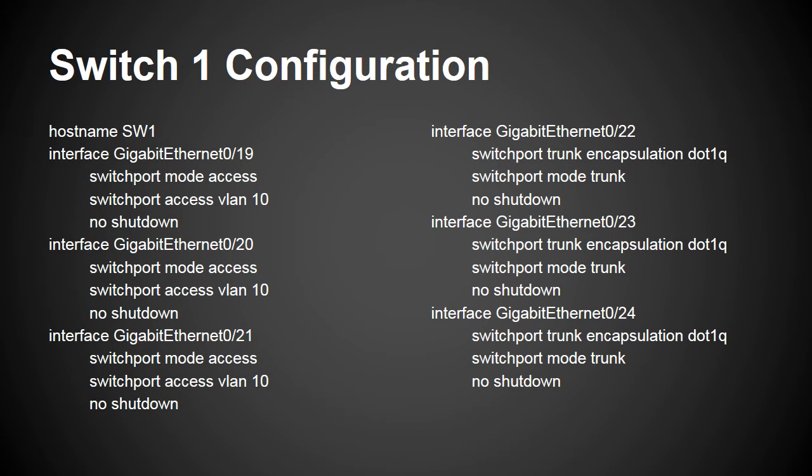For the Switch 1 configuration, we named it SW1. The interface Gigabit Ethernet 19 was configured for access to VLAN 10. Gigabit 20 was configured for VLAN 10 as well as Gigabit 21. Interfaces Gigabit Ethernet 22, 23, and 24 were configured for trunking using .1Q encapsulation.